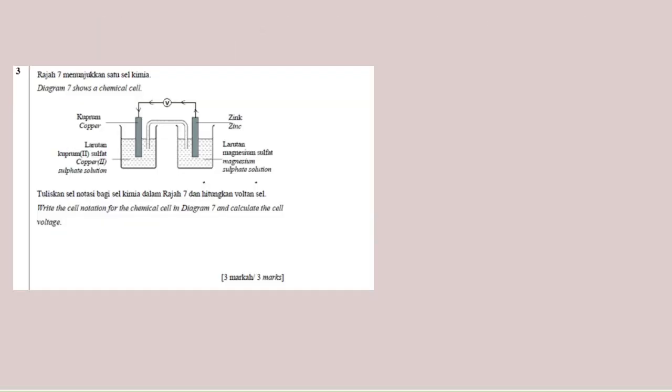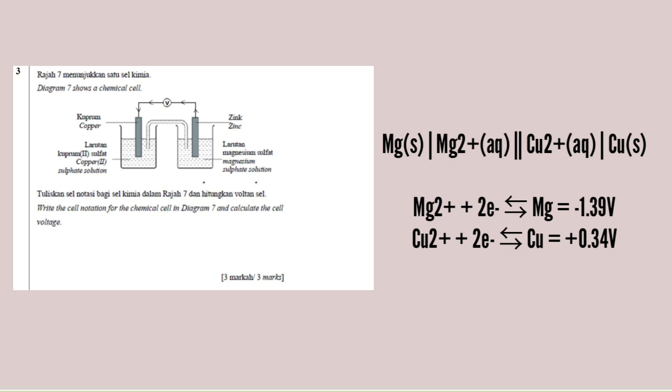Number 3. For the cell notation on the anode side, I use magnesium instead of zinc because magnesium is more reactive than zinc. And for the cathode side, I use copper.